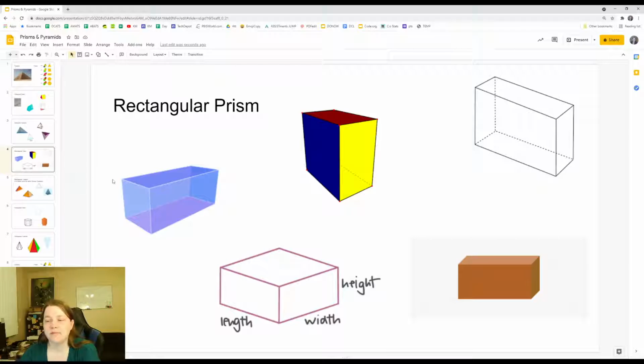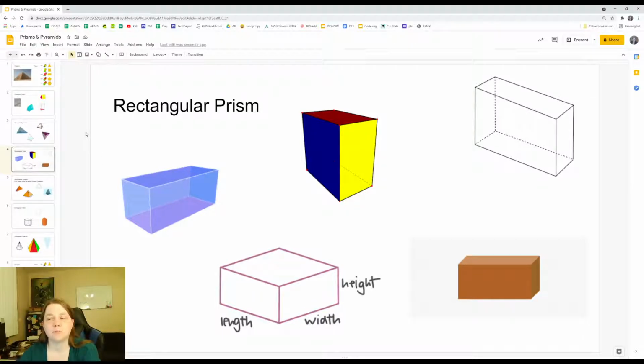Rectangular prisms have a rectangular base. You can see the rectangular bases here. And then that rectangle has been extended back, and there are connections that have been made between each of these. These are all rectangular prisms.